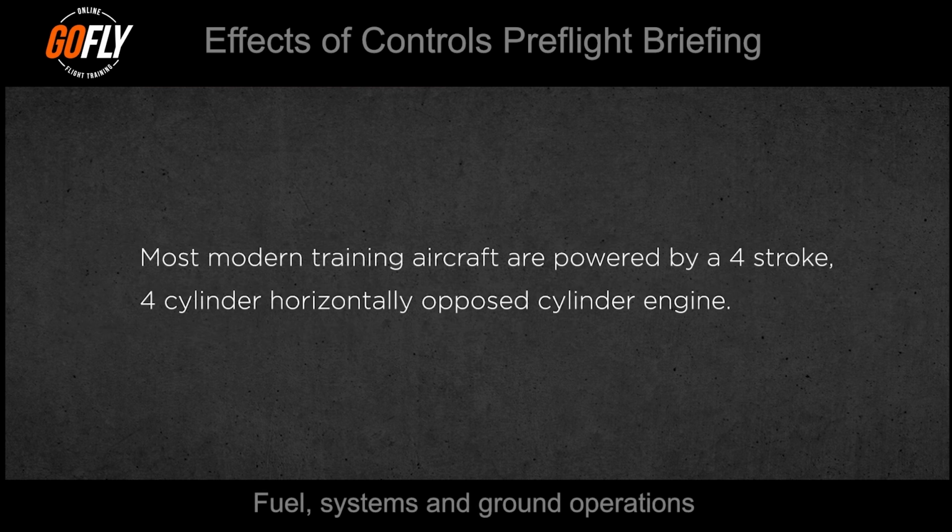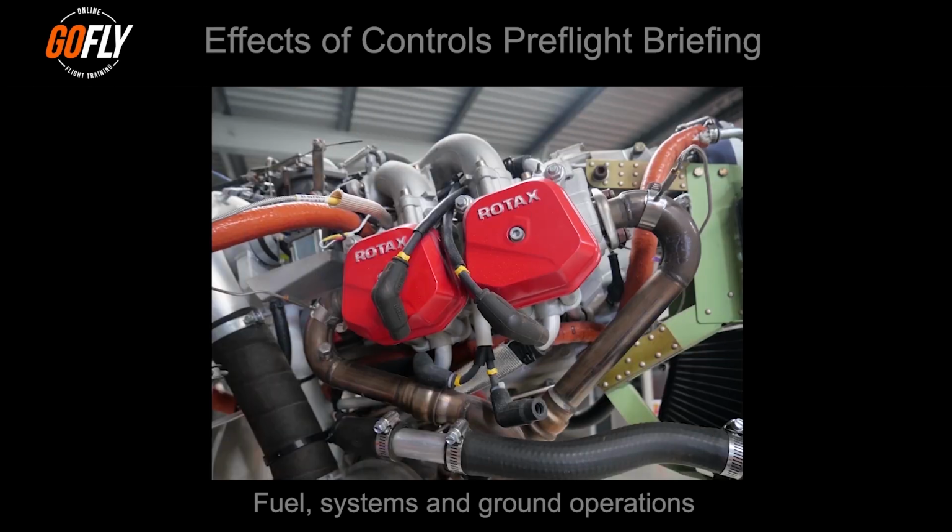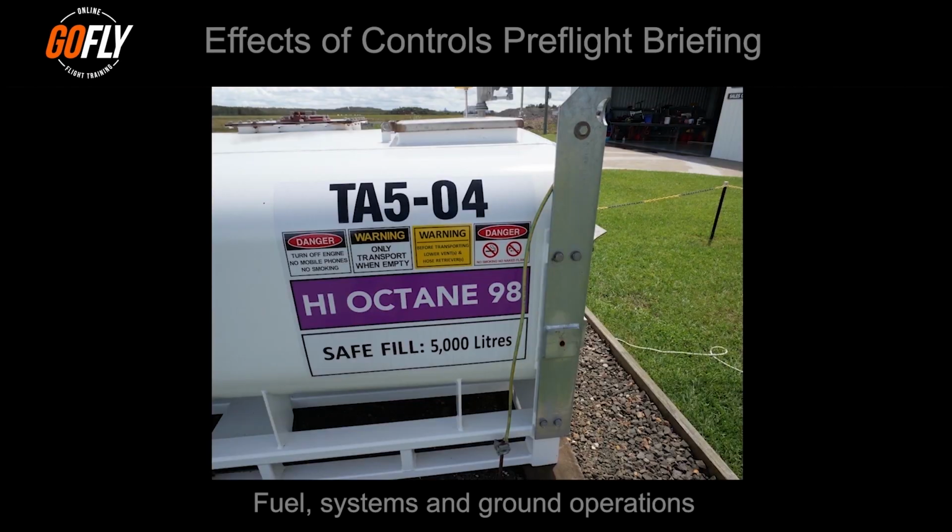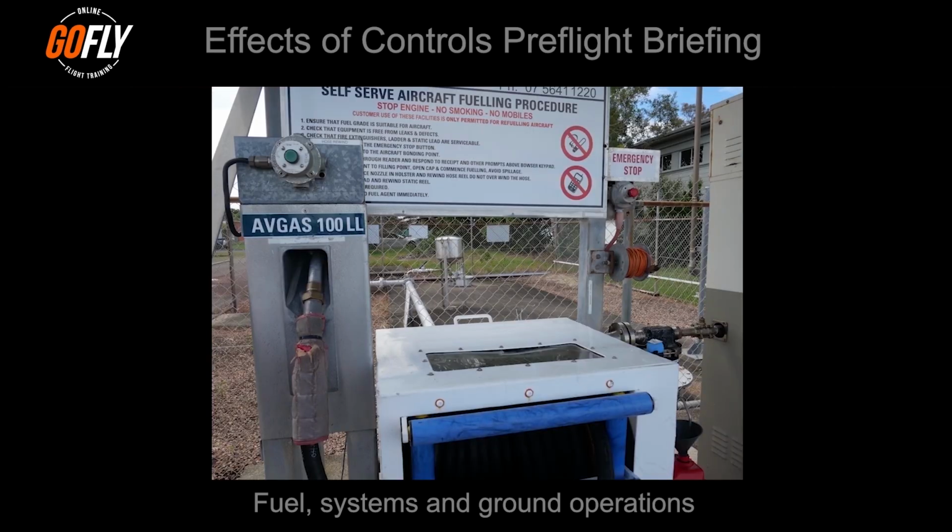Most modern training aircraft are powered by a 4-stroke, 4-cylinder, horizontally opposed cylinder engine. The future will most likely contain a mix of petrol, diesel and/or electric engines, but still the majority of modern training aircraft use either avgas, MOGAS or diesel fuel.